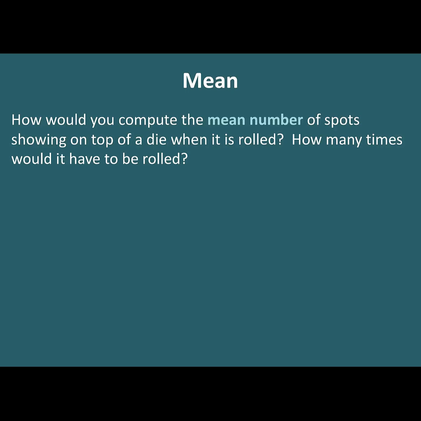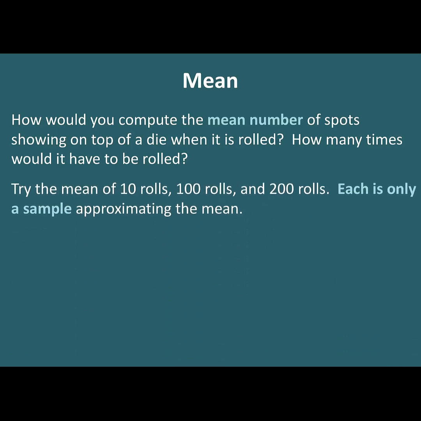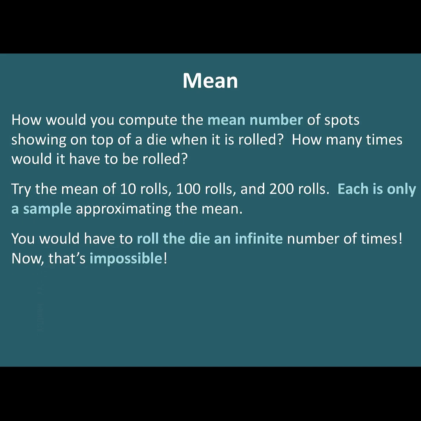How would you compute the mean number of spots showing up on the top of a die when it's rolled? How many times would it have to be rolled to truly find the mean? Try the mean of 10 rolls, 100 rolls, and 200 rolls. Each would only be a sample, which only approximates the mean. You would have to roll the die an infinite number of times, which is impossible. So the formulas from previous sections cannot be used.